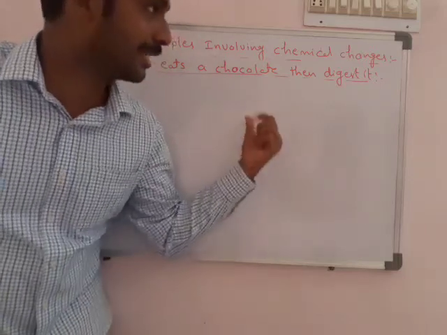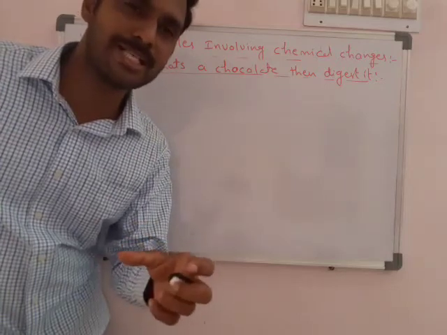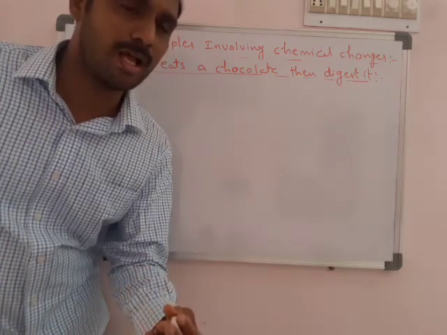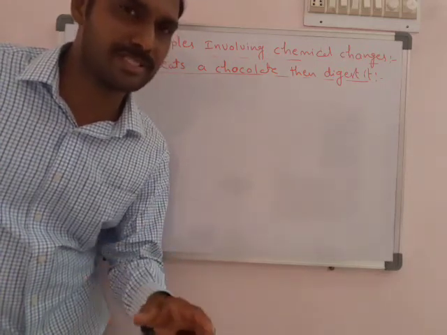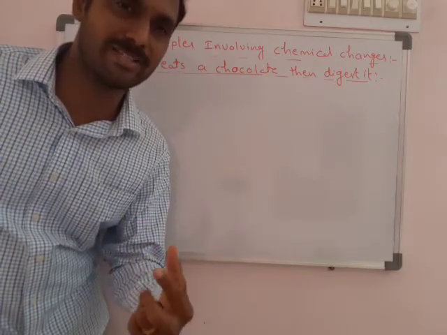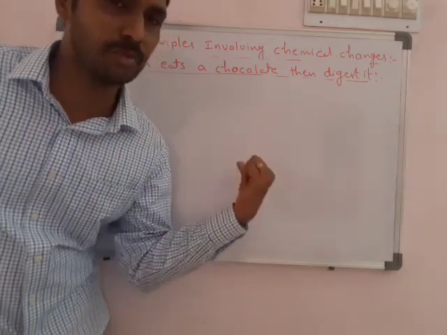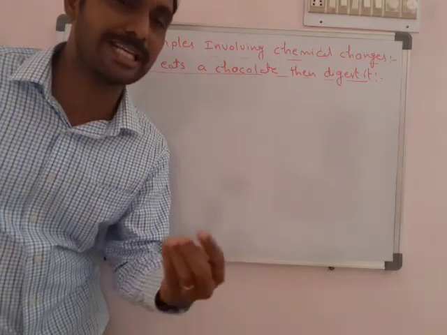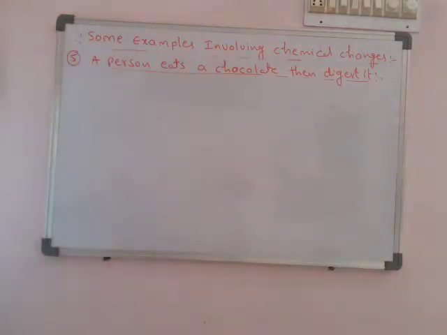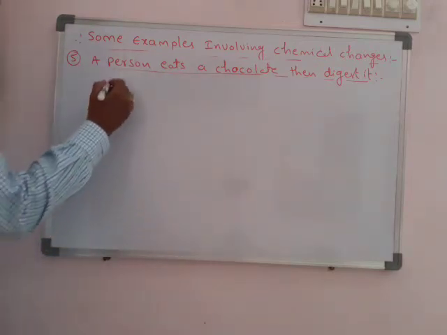Because digestion takes place when food is taken into our body, the food combines with many types of chemicals. Different enzymes are present. So digestion of food is not simply a physical process, it is a chemical process. The chemicals like enzymes, present in different parts of our body, combine with the food, and digestion of food takes place, releasing energy. So here it is given as chocolate, but simply we write digestion of food.